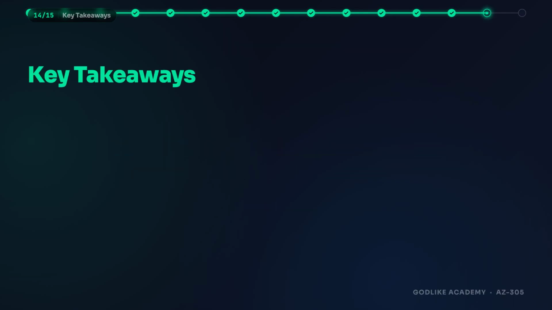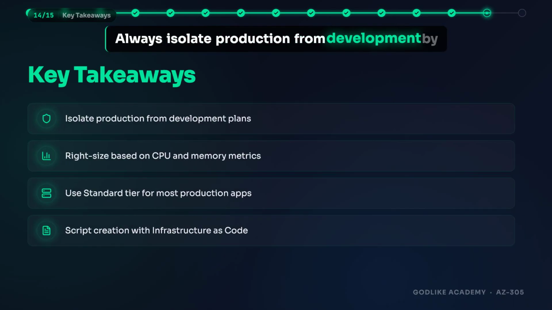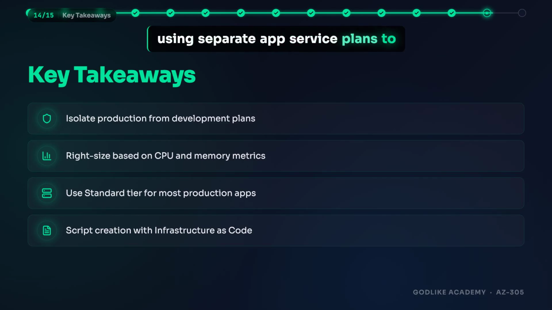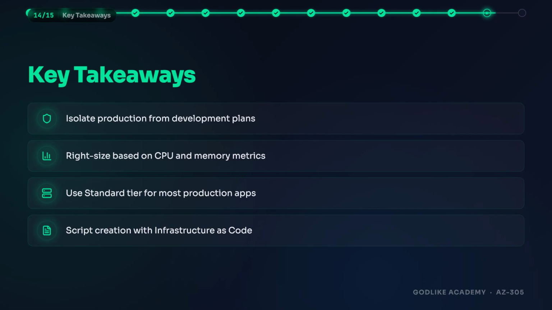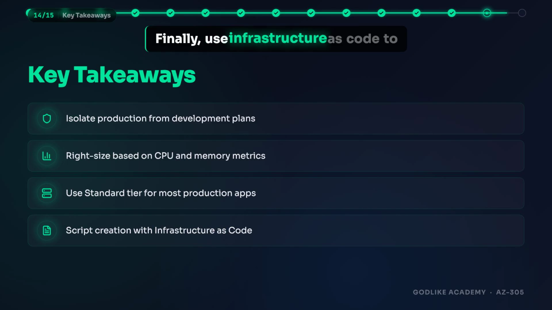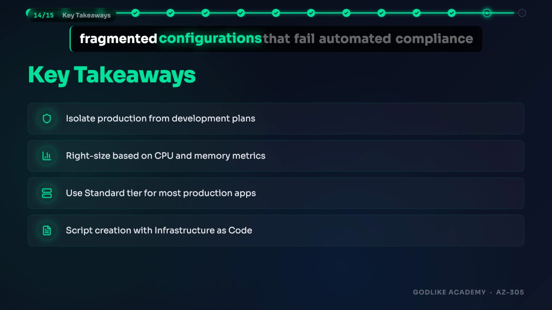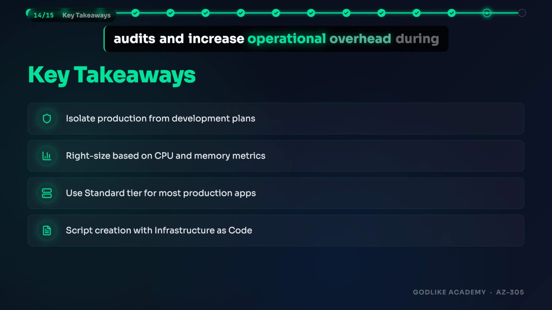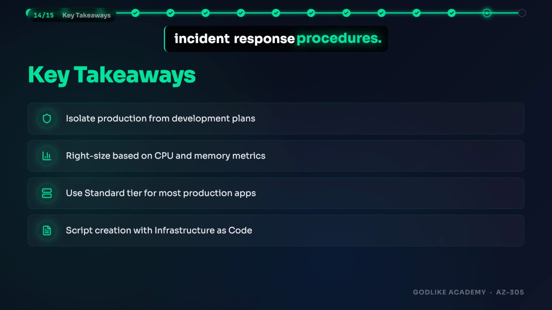Let's recap the key takeaways. Always isolate production from development by using separate app service plans to prevent noisy neighbor issues. Right-size your plans based on metrics, starting modestly and scaling as needed. Choose tiers based on business requirements, using standard for most production apps. Finally, use infrastructure as code to ensure consistency across environments. Skipping these steps will result in fragmented configurations that fail automated compliance audits and increase operational overhead during incident response procedures.